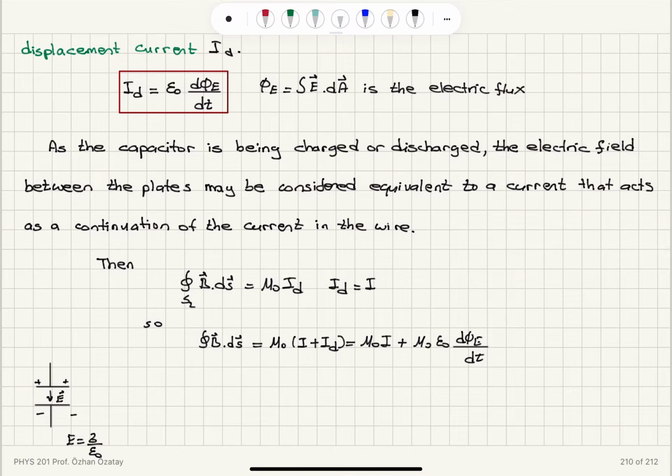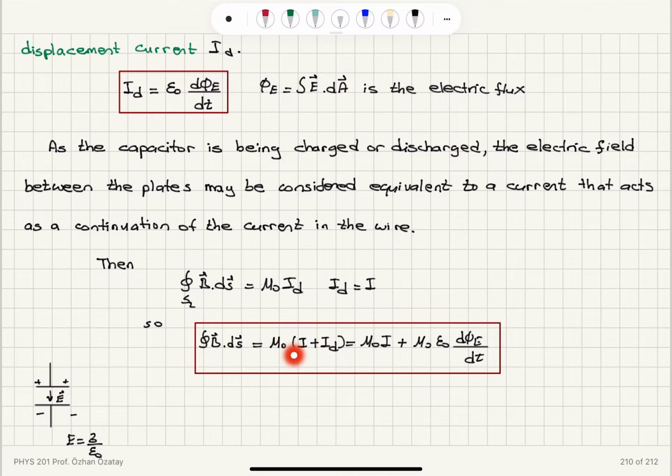and that's basically modified Ampere's law, modified by Maxwell, and it's telling that in between the two conductors, this I is 0, you have the displacement current, and in the wire you don't have a displacement current, you have the current I. So this is basically the modified version of Ampere's law.